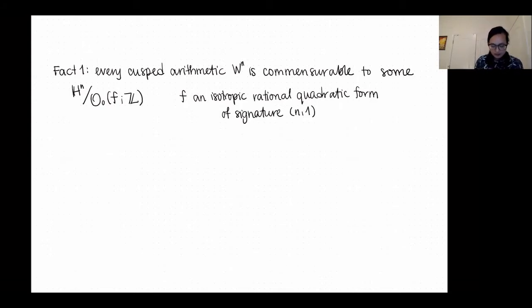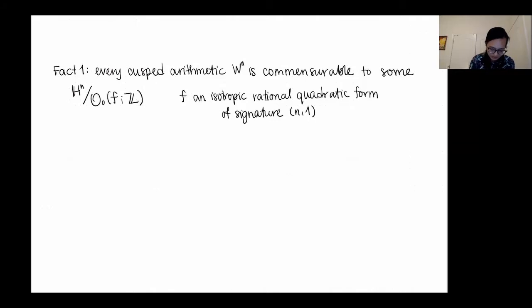But it's going to look like some quotient, it's going to be commensurable to some quotient that looks like this, where F is actually an isotropic rational quadratic form of signature (n,1). And whenever you have this, when you take this quotient, you get something that's cusped. So this quotient might not be a manifold. It can still be commensurable to some manifold. Okay, so this is the first fact that I want to mention.